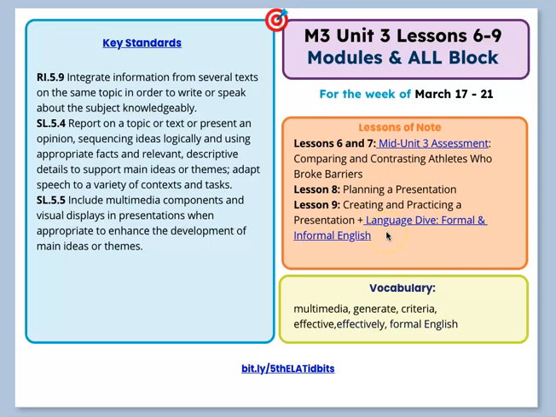And then there is also this whole class language dive. And what's nice now is that students are owning it. So you get to be the coach and they are going to dive into formal and informal English, the purposes of using those.